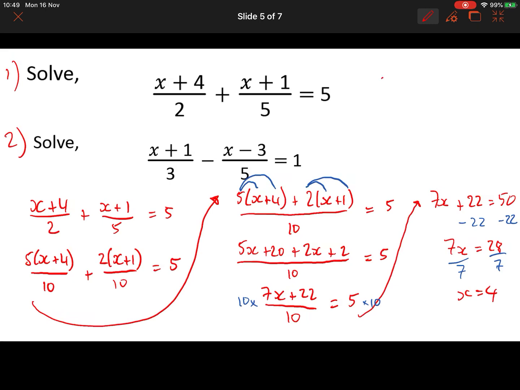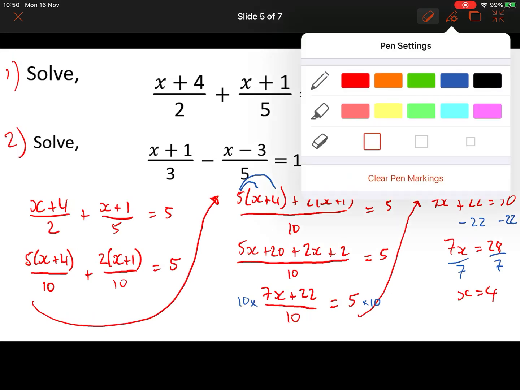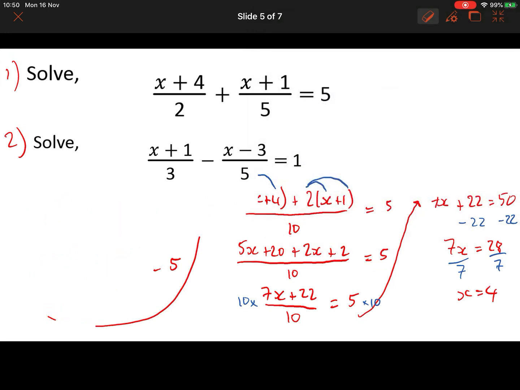You can even check that it makes sense. Let's put 4 into it. 4 plus 4 over 2 plus 4 plus 1 over 5 is equal to 8 over 2 plus 5 over 5 is equal to 4 plus 1, which is equal to 5. So it worked. Okay, we wanted all of that to equal 5. So I checked my answer, and I know I'm right. Okay. So that's question 1. Let's do question 2 just to practice a bit.